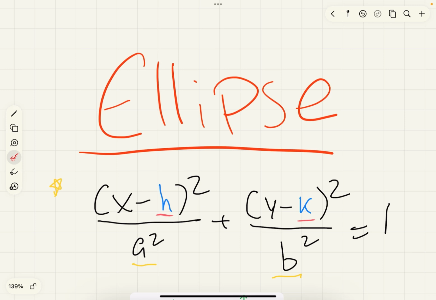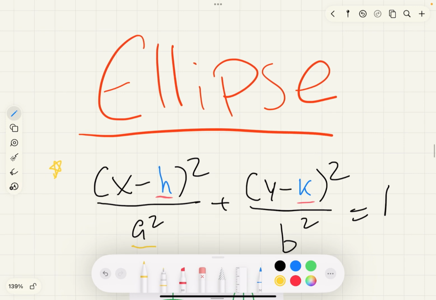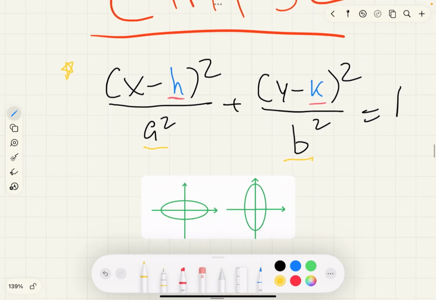But something different about the ellipse is that there's an a squared and a b squared on the bottoms. The a squared determines the horizontal stretch, and the b squared determines the vertical stretch. If a squared is bigger than b squared, it is horizontally stretched, like right here. But for it to be vertically stretched, b squared must be bigger than a squared. And a squared represents the respective stretch on the x-axis, and b squared represents the respective stretch on the y-axis.